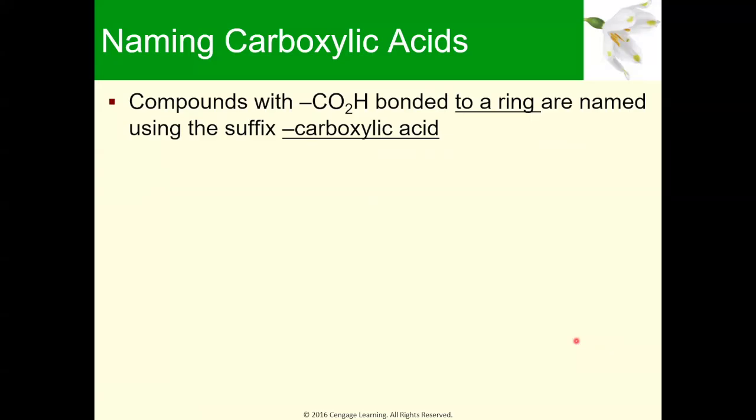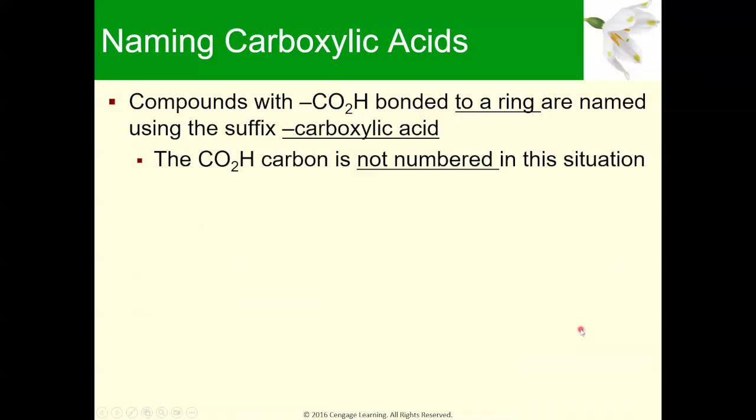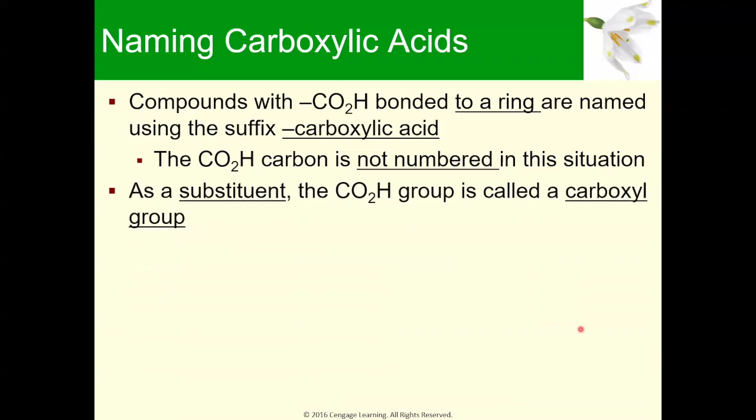So what if you have a ring? Well, then the naming is different. You name it like the ring, but then you just add a suffix, carboxylic acid, to the name. So compounds with the carboxylic acid bonded to a ring are named using the suffix carboxylic acid. In this situation, it's not numbered because it is a substituent. It's considered a substituent if it's on a ring. Another term often used to refer to carboxylic acids when they are a substituent is the carboxyl group. So as a substituent, the CO2H group is called a carboxyl group.